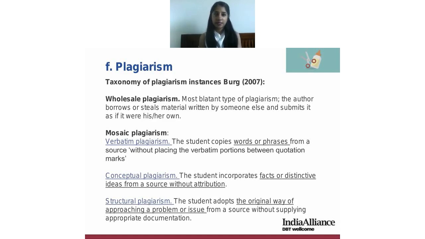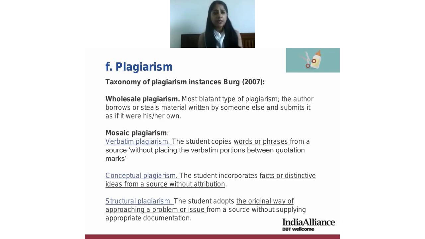It's just stealing, actually. Mosaic plagiarism is where someone copies words or phrases. It's actually okay if you want to quote someone, but then you need to put those in quotation marks. If you don't do that, that's verbatim plagiarism.